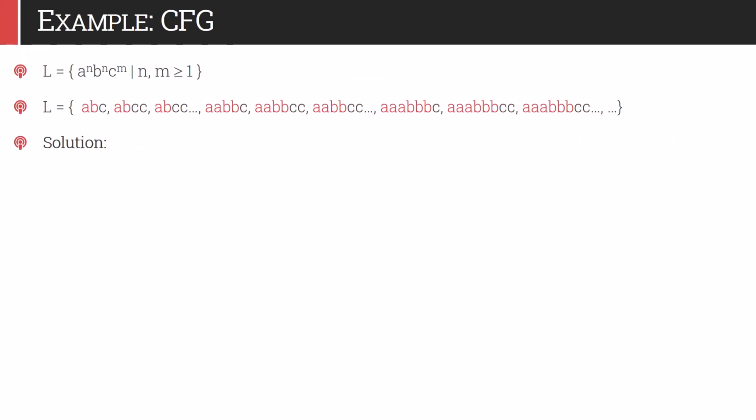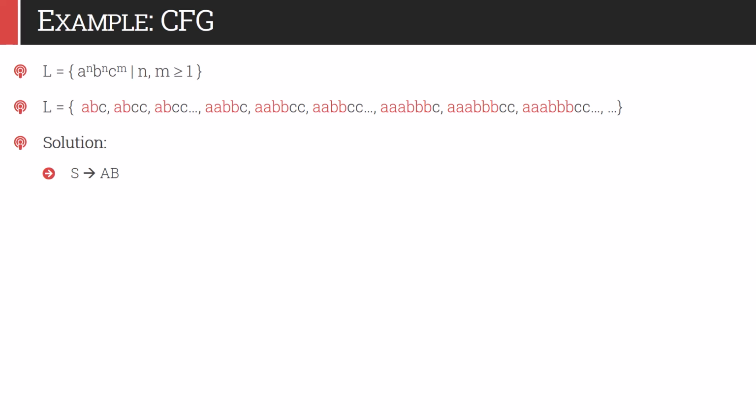L is equal to A power n, B power n, C power m. Some of the strings are listed. The language says that the number of A and the number of B must be the same, and C is independent. There could be any number of occurrences of C. So we can split this language into two parts, like S gives A B. Using A, we will derive the first half of the string, that is A power n, B power n. And using capital B, we will derive the C power m.